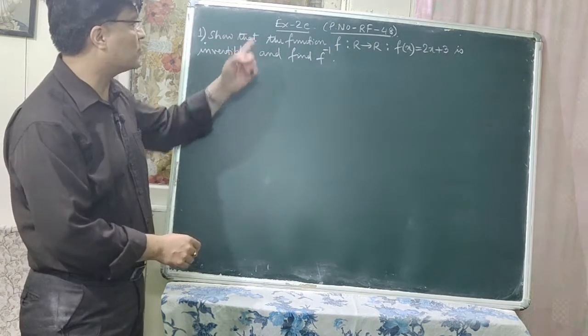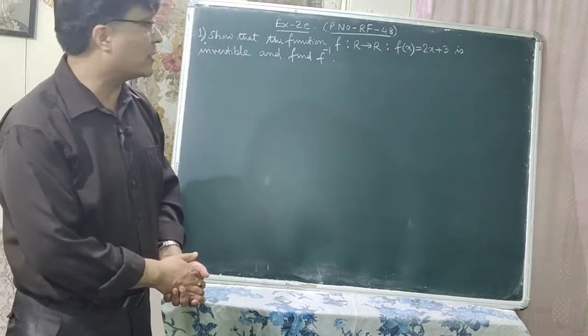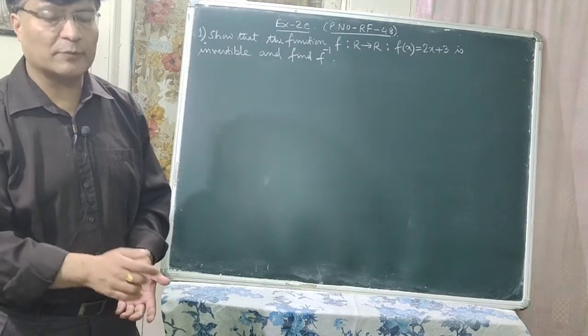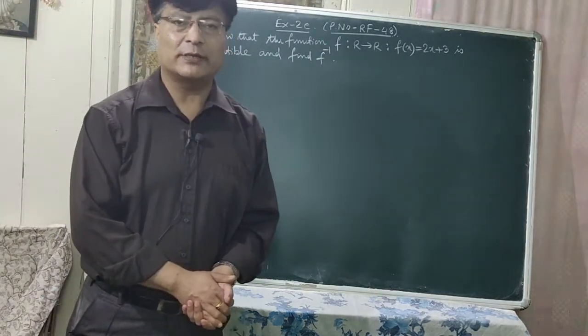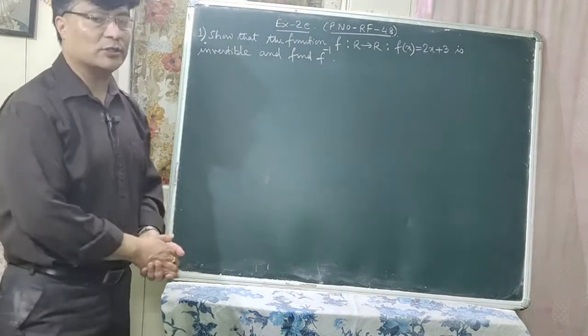So let's do this from exercise 2C, page number RF, that is relation and function chapter, that is page number 48 from the book Senior Secondary School Mathematics for class 12 by R.S. Agarwal. So now let's start this question number 1.